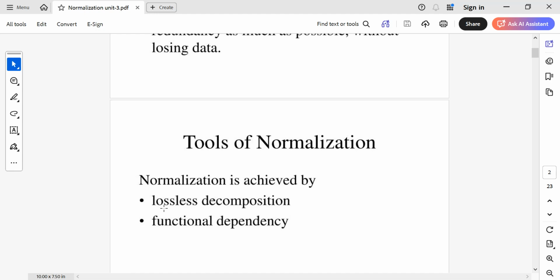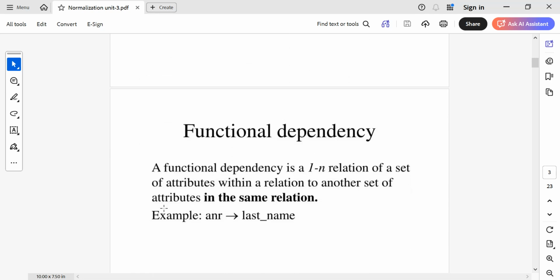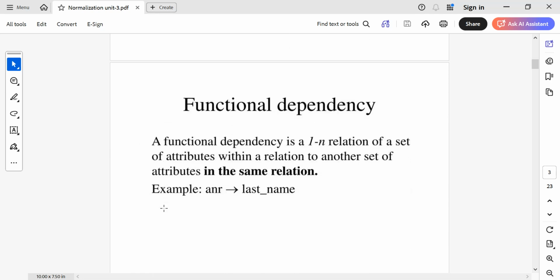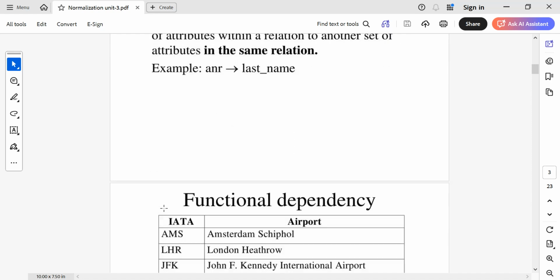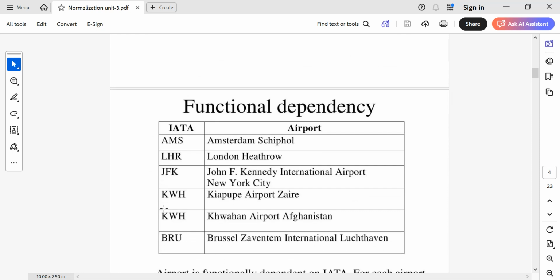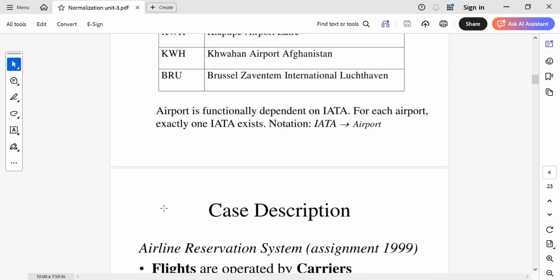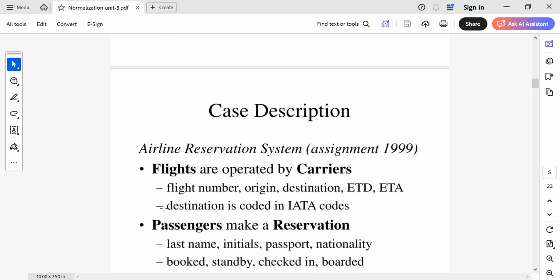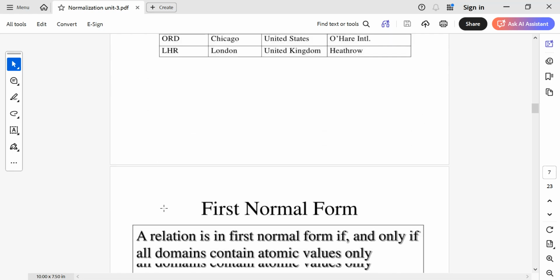Attribute means column name. So when one attribute in a relation is dependent on another attribute, that is called functional dependency. For example, last name is dependent on A and R. These two are an example of functional dependency. Same as IATA and airport: airport is compulsorily dependent on one airline. This is one example. Then another one is the airline reservation system. This is also an example.